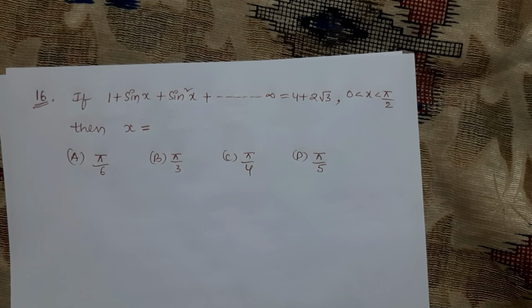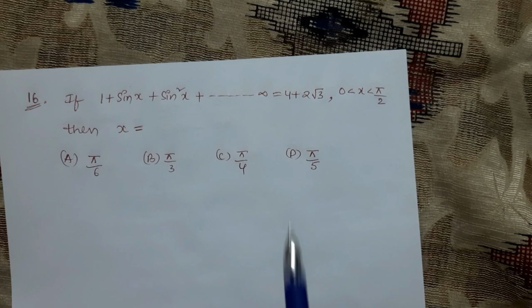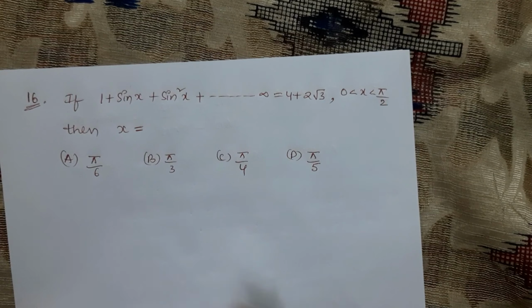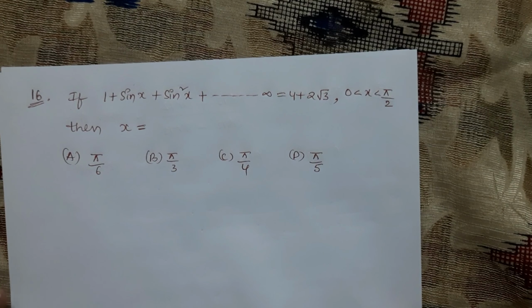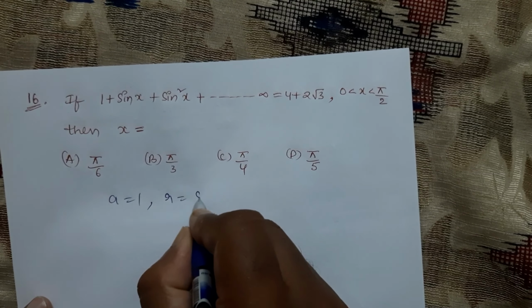Next, question number 16. If 1 plus sin x plus sin square x plus so on to infinity, that value given, that is 4 plus 2 root 3. See, so on infinity ಮಾಡಿದರೆ ಅದು ಯಾವುದಾದ್ರೂ ಒಂದು ಸಿರೀಸ್ ಇನ್ಫಿನಿಟಿ ಸಿರೀಸ್ ಆಗುತ್ತೆ. ಆ ಇನ್ಫಿನಿಟಿ ಸಿರೀಸಲ್ಲಿ ಅದು ಎ ಪಿ ಅಲ್ಲಿ ಇದೆನಾ ಜಿ ಪಿ ಅಲ್ಲಿ ಇದೆನಾ ನಾವು ವಿ ನೀಡ್ ಟು ಅನಲೈಸ್. See, if you observe, this is in GP. Why? Because here we are getting common ratio, that is sin x. common ratio sin x.